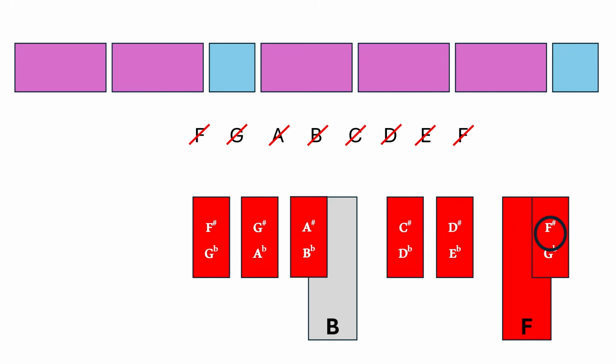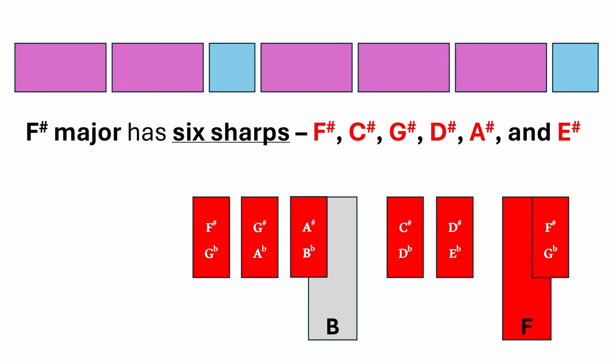The key signature of F sharp major is F sharp, C sharp, G sharp, D sharp, A sharp and D sharp, with E sharp being a white note on the piano. This is how white notes can sometimes be called flats and sharps.